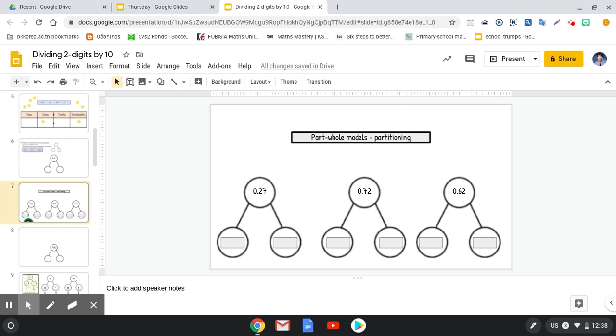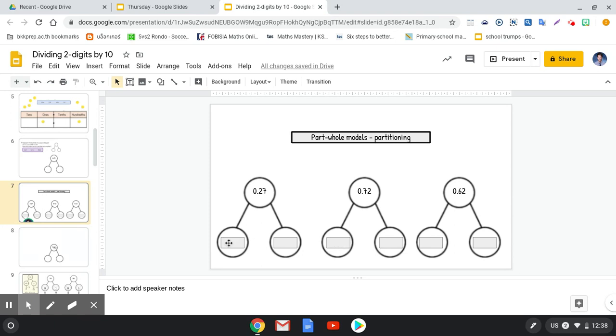So in order to take our understanding of hundredths to the next level, we're going to start using part-whole models to partition, to pull the numbers apart so we understand what the numbers are made up of. Let's look at this first one here. So remember part-whole models, there are two parts that make a whole.